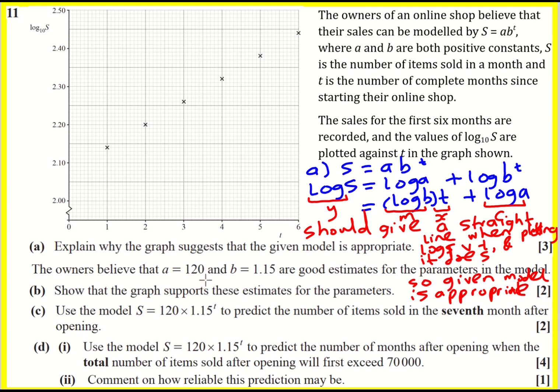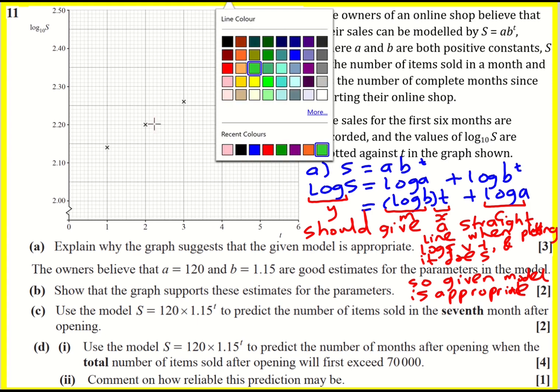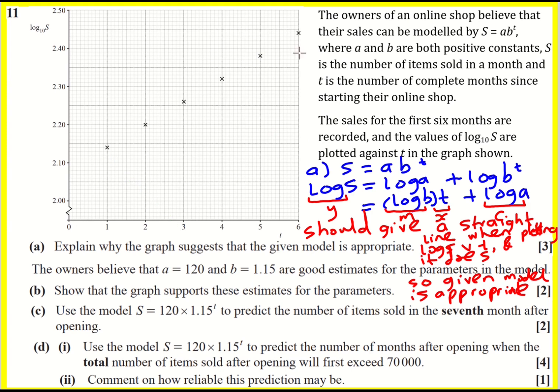Owners believe that A is 120, B is 1.15 are good estimates for the parameters. Show the graph supports these estimates. So let's get a straight line graph fitted. I'm trying to get it through, can't have the same number of points either side. Actually, it's pretty good at just fitting it. In fact, I'm going to try and make it go through that first point. All right, it's a very good fit to a straight line.